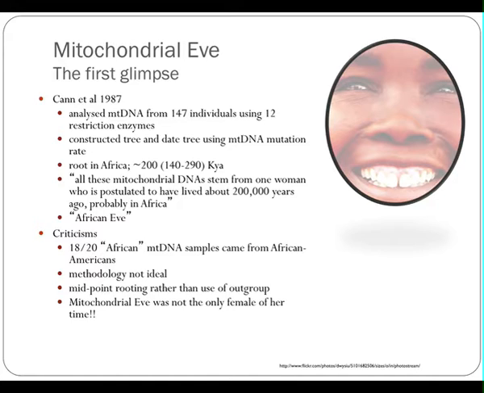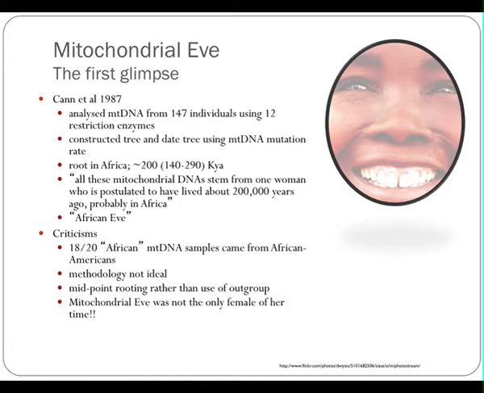But they came up with this idea that the root of this tree was in Africa about 200,000 years ago, and this is a quote from their paper: all these mitochondrial DNAs stem from one woman who is postulated to have lived about 200,000 years ago, probably in Africa. So in addition to being called mitochondrial Eve, she's sometimes called African Eve.